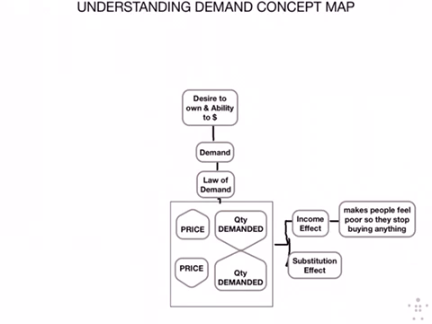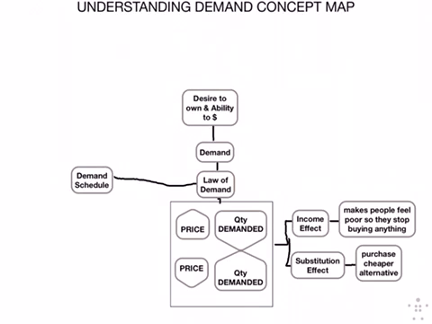The income effect makes people feel poor, so they stop buying anything. The substitution effect occurs when customers purchase cheaper alternatives instead of the product that has an increase in price.